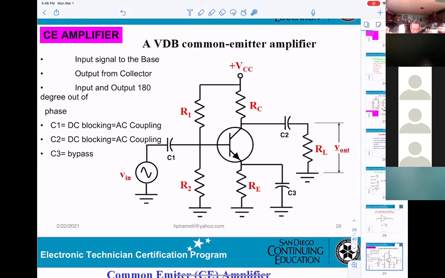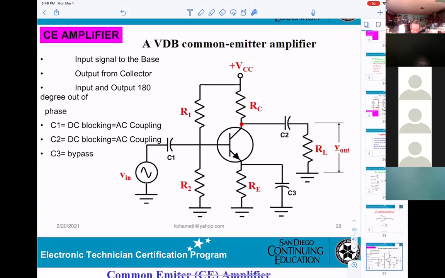Second, the generator too. In some cases, if they give DC, though normally you don't, they must be blocked. The next one, C2, has the same name and the same purpose.